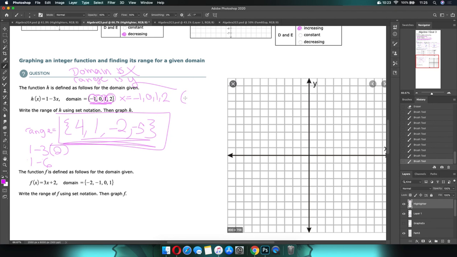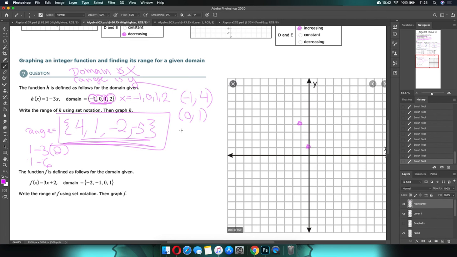So what was our first number? -1. What was the answer we got? 4. A coordinate. So -1 and then up 1, 2, 3, 4. Okay. Next up, what did they give us? They gave us a 0. What answer did we get? 1. A coordinate. 0, 1.